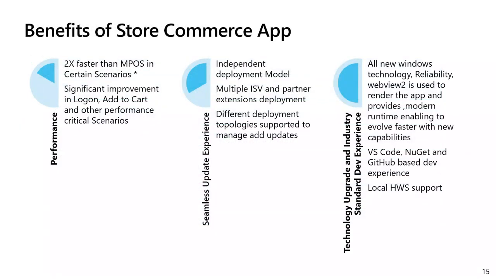Some highlights of the benefits, if you're again going through your elevator pitch, is that your performance is up to 2 times faster in many scenarios. The independent deployment model allows you to have a much better enterprise manageability pattern, and this allows you to streamline your deployments as well as take updates much more frequently. Last but not least, it is on the latest technology. It now uses our WebView 2 Edge controller, which renders the point of sale visuals much faster and is much more noticeable.